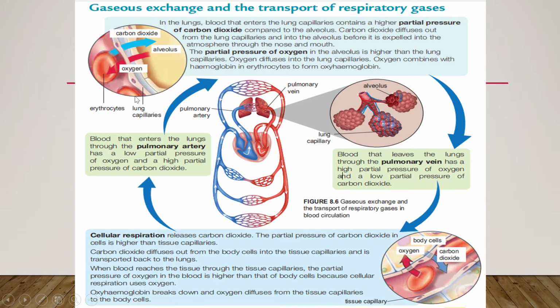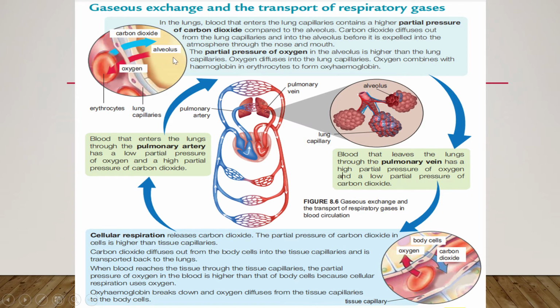You have the tissue capillaries and you have the alveolus. The partial pressure of carbon dioxide over here, this region, is high. So this will cause the carbon dioxide to diffuse out of the lung capillaries into the alveolus, and then subsequently it will be expelled through the nose and the mouth as we breathe out, or exhale. And the partial pressure of oxygen in the alveolus is higher than in the lung capillaries.